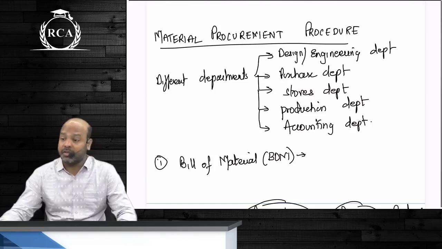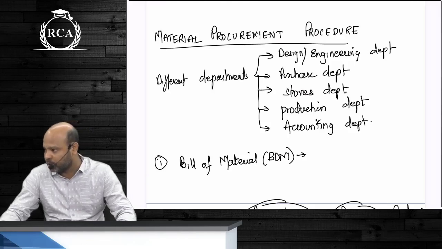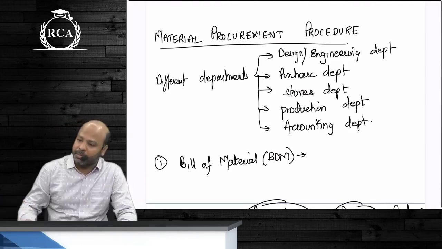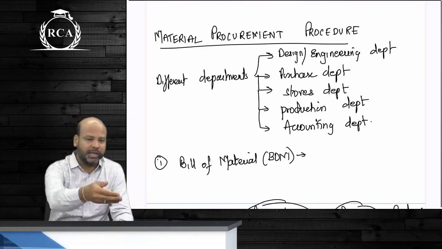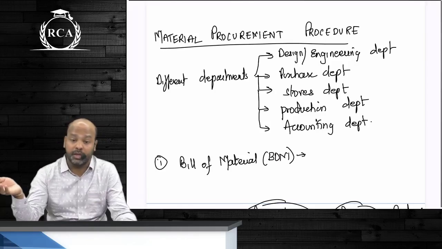It is a detailed list of all the materials that are required, guys, in order to manufacture a product. Why do we need bill of material, guys? For the purpose of procurement planning as well as production planning. The production manager will know what are all the materials that are required. The purchase manager will know what are all the materials that need to be procured.